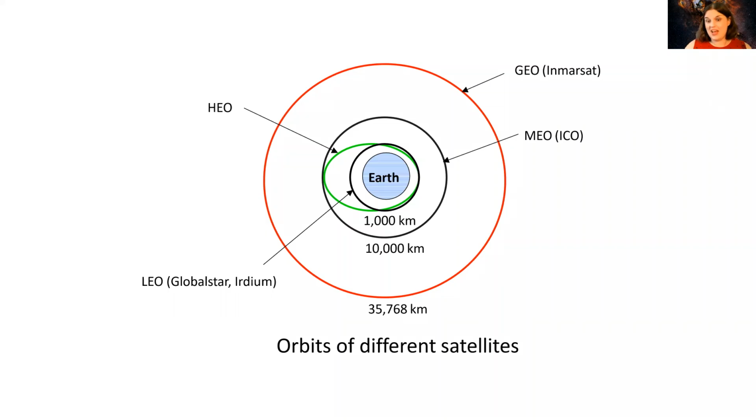But nonetheless, we have put things into orbit. So here's just a rough idea and schematic of where these different orbits are. You have GEO orbits that are the furthest out, the medium orbits in the middle, and then the ones that are really close, the LEOs, and then the HEOs, or the highly elliptical orbits. Those are kind of in between the MEO and the LEOs.